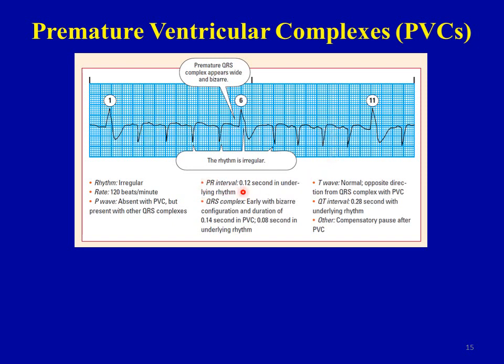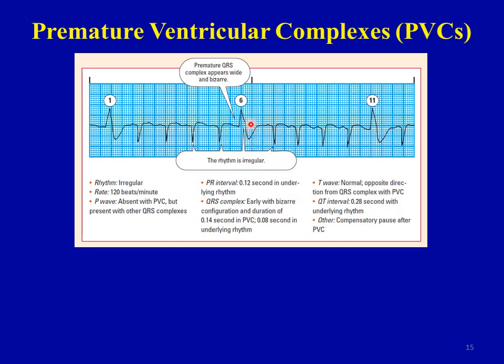The PR interval is 0.12 seconds in the underlying rhythm, where we have normal PQRS-T complexes. The QRS complex is early with a bizarre configuration and a duration of 0.14, so it is beyond the normal value, which is 0.12. Otherwise, in the normal QRS complexes, the duration is 0.08, which is within the normal range. The T waves are normal for the normal complexes, but they are inverted for the premature ventricular complexes.